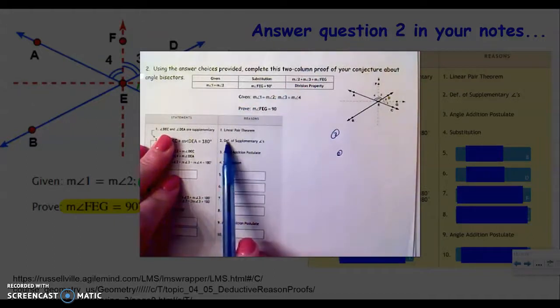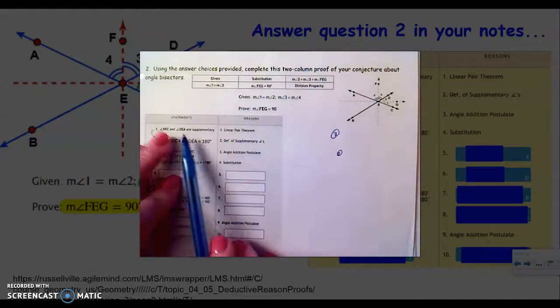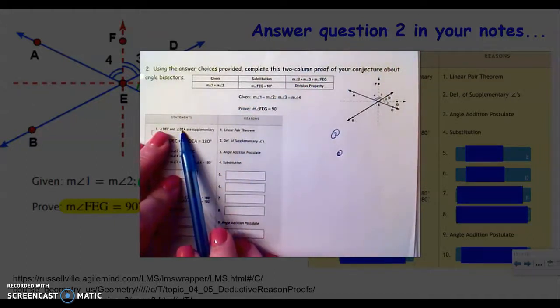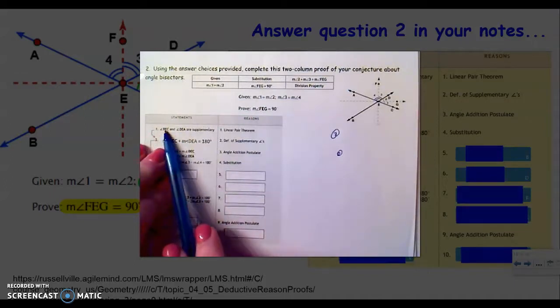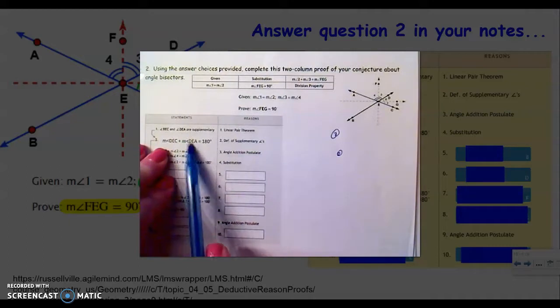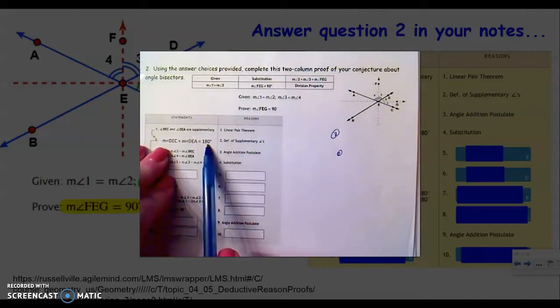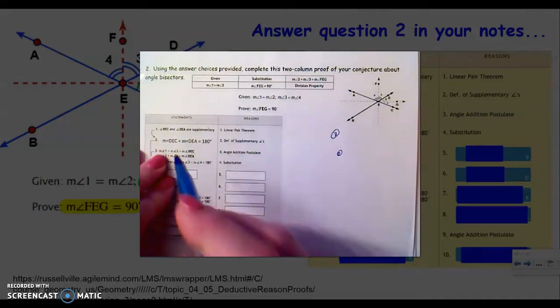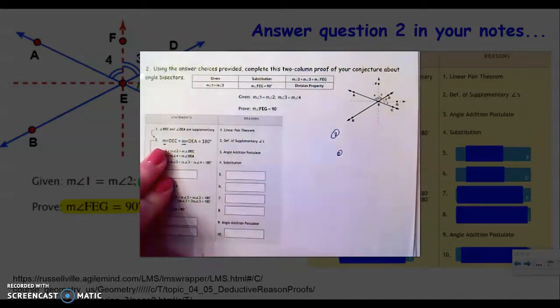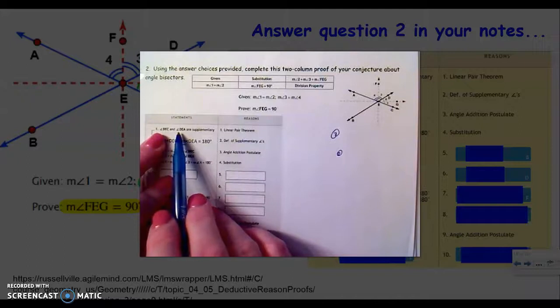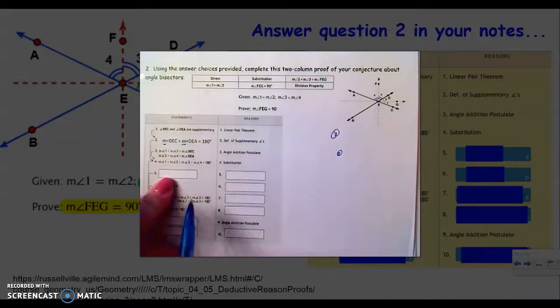Now, by definition of supplementary angles, we know that means their measures have to add up to be 180 degrees. So number 2 says the measure of angle DEC plus the measure of angle DEA equals 180 degrees. You will always have these little m's for measures when you're talking about numbers. So in number 1, we didn't have them because we were talking about the angles themselves, not their measures.